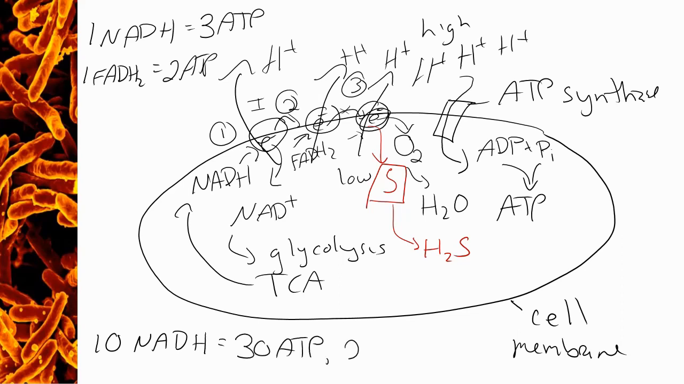We also had 2 FADH2, which will lead to another 4 ATP. When you combine the 30 ATP plus the 4 ATP here, plus the 4 ATP that were made through substrate level phosphorylation, you get the total 38 that you often see recorded in textbooks.